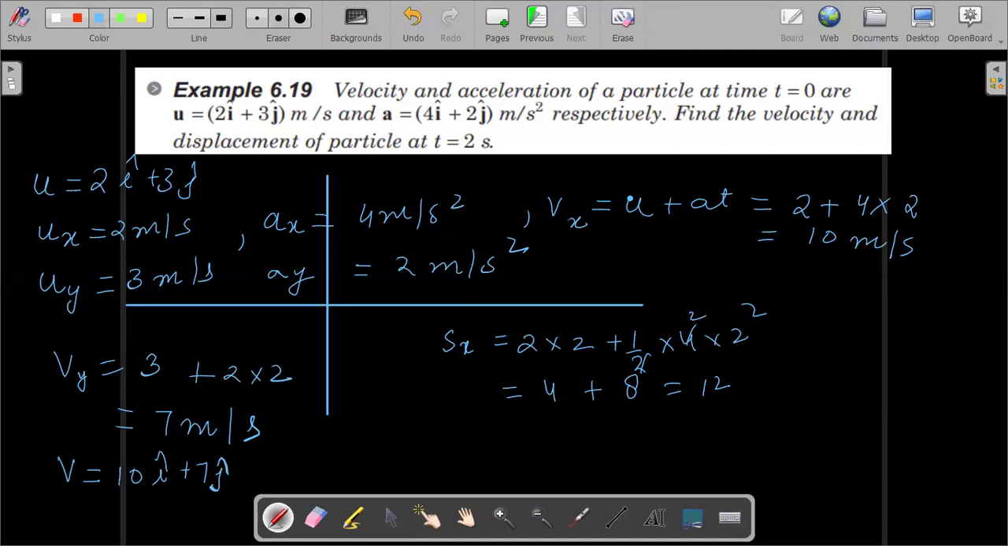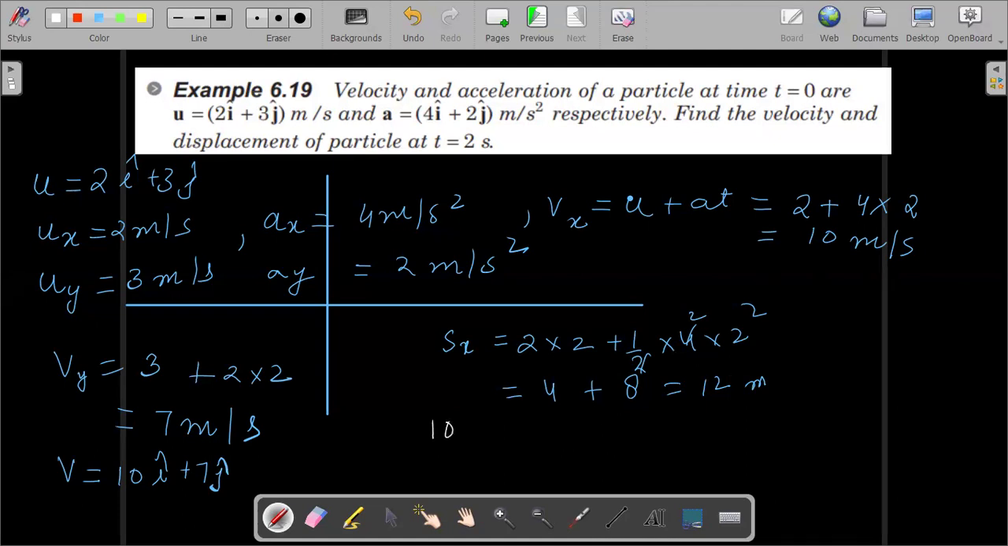No, I'm having a good speed. Okay, so maybe in between it might have gone wrong. Okay, sir. So here I'm getting 12 meter as the displacement by this method. Now, if you use v squared minus u squared, let's try to use v squared minus u squared.